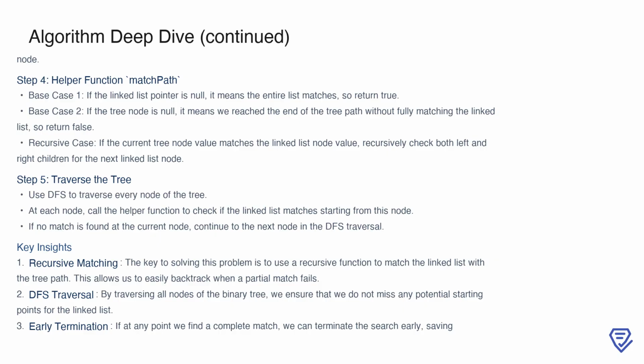At each node, we invoke the helper function to check if the linked list matches starting from that node. If no match is found at the current node, the DFS continues exploring other nodes in the tree. A few key insights emerge here.